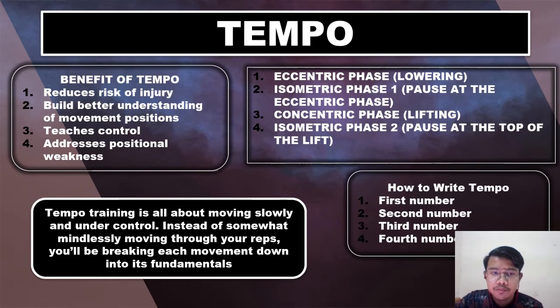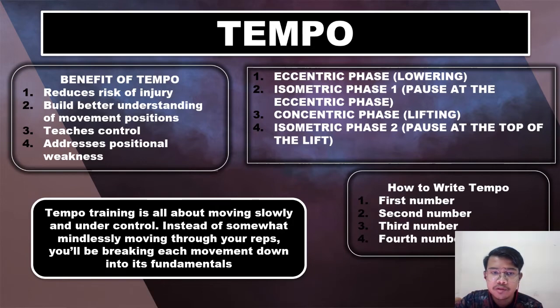Number 2 is build better understanding of movement position. Tempo training will allow you to move consciously and be aware of each and every part of the movement. While moving fluidly through the exercise is important and should be your end goal, being able to slow down your rep and understand where everything is positioned during the pace of the exercise is just as important.